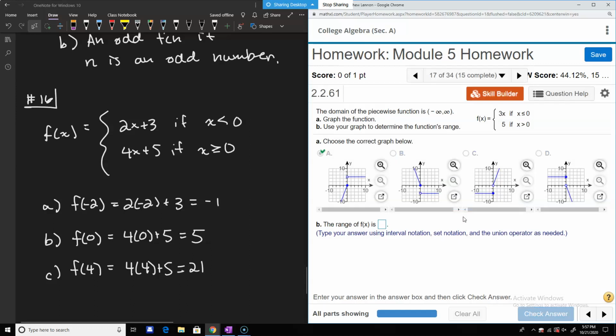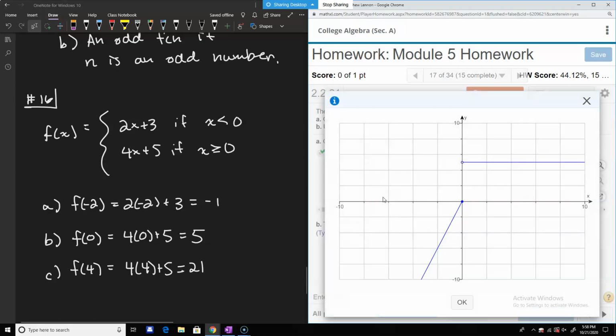The range. So, this one, they have the other instructions, right? It does not say use commas. It says interval notation, set notation, and the union operator. So it is specific. Anytime you would just use intervals, typically you would use a union operator. This one's a little funny, though. Let's take a look at the graph in a little bit bigger manner.